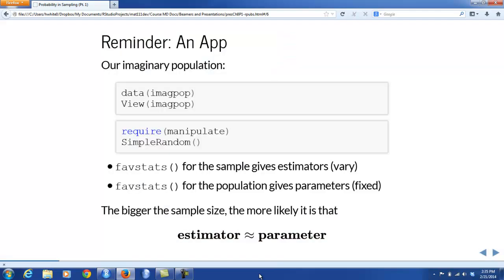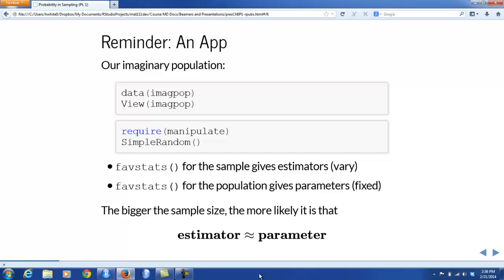As a reminder on the distinction between statistics and parameters, you might want to play again with the Simple Random app. Apply it again to our imaginary population, ImagePop, and look again at the output to the console as you play with the app. Remember, every time you take a sample, there'll be 2 sets of favstats given. One is favstats for the sample. Those will give estimators. The other is favstats for the population, and that's going to say the same every single time because it's favstats on exactly the same object.